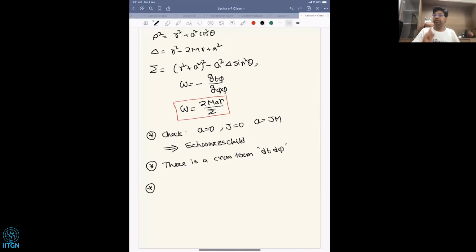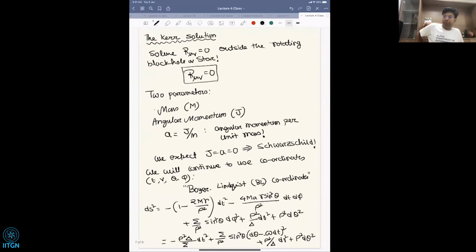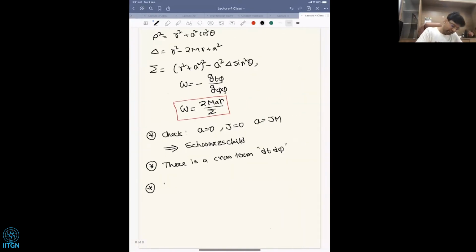Interestingly, also note that this metric is independent of time. None of the metric components explicitly depends on time in this coordinate. So in this coordinate, the time invariance is explicit, and therefore there is a time-like Killing vector, exactly like the Schwarzschild case, which let's call T^α. In the Boyer-Lindquist coordinate system, this is (1, 0, 0, 0).